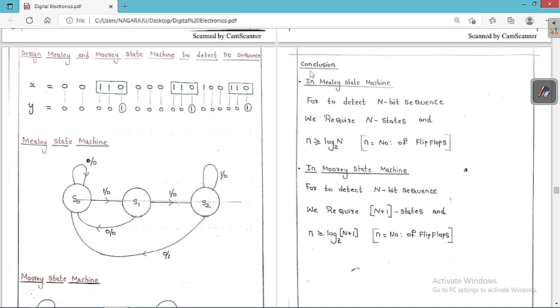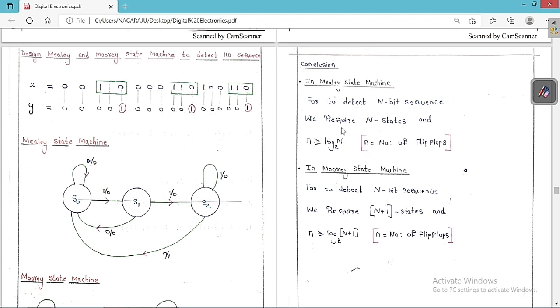Now we are going to discuss some important conclusions regarding the Mealy state machine and the Moore state machine. In a Mealy state machine, to detect an n-bit sequence, we require n states, and small n always equals log n with base 2. Small n is the number of flip-flops. Basically, in a Moore state machine, as I already told you, if you want to detect a capital N-bit sequence, then we require N states.